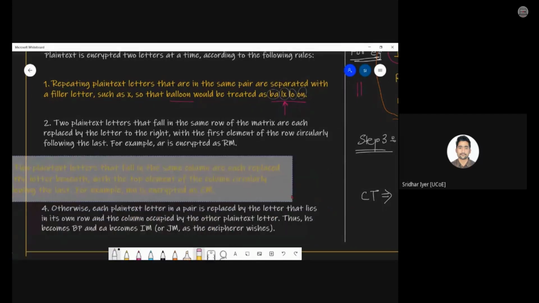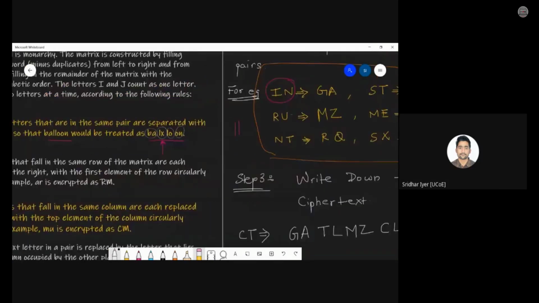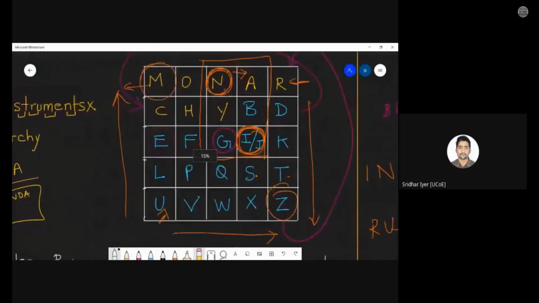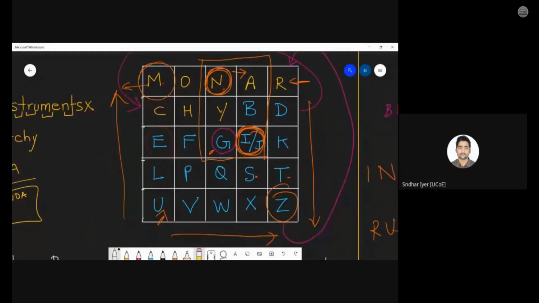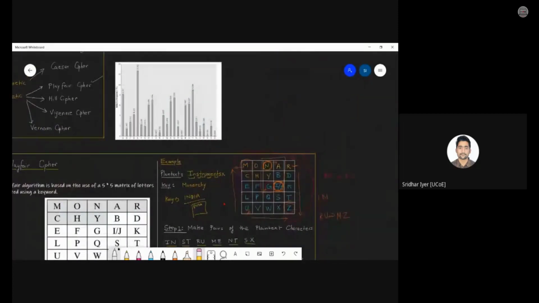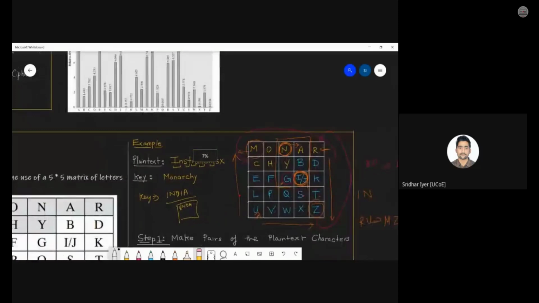We also saw what are the various common mistakes people make in this particular scenario. For example, if we consider the characters MG, then they will be replaced by NE. Am I clear? So, these are the characteristics of Playfair cipher that we did yesterday.